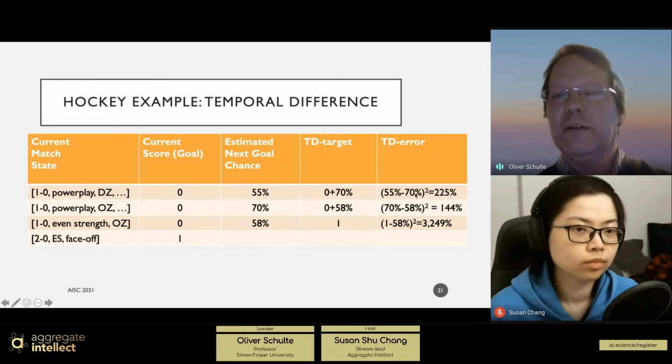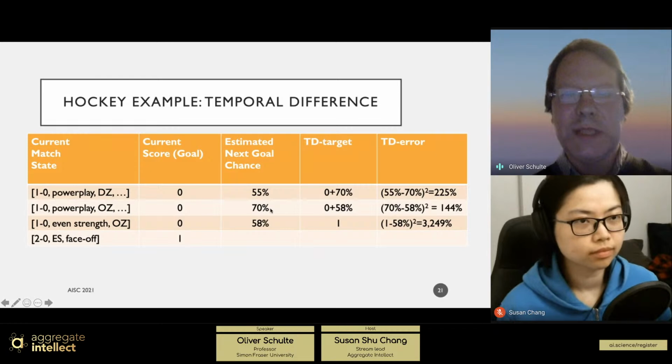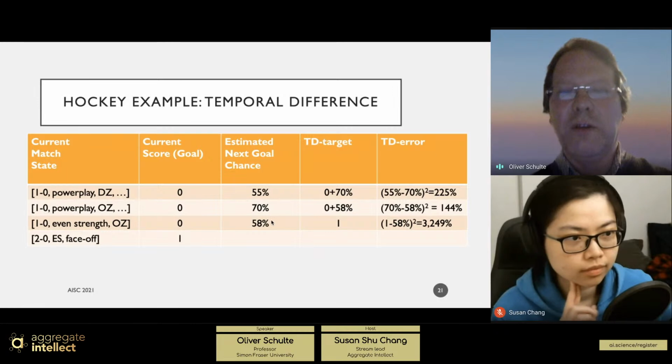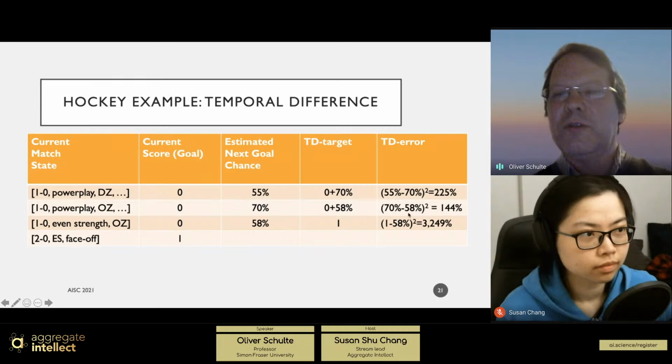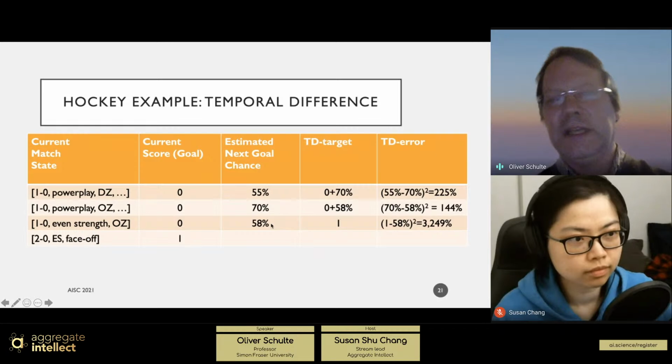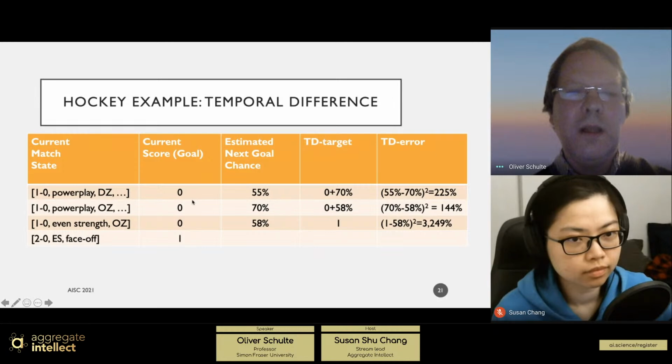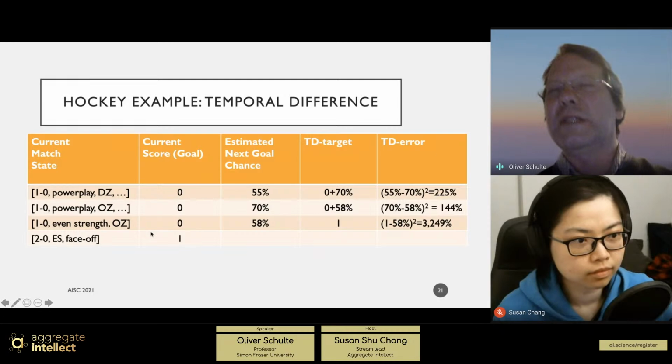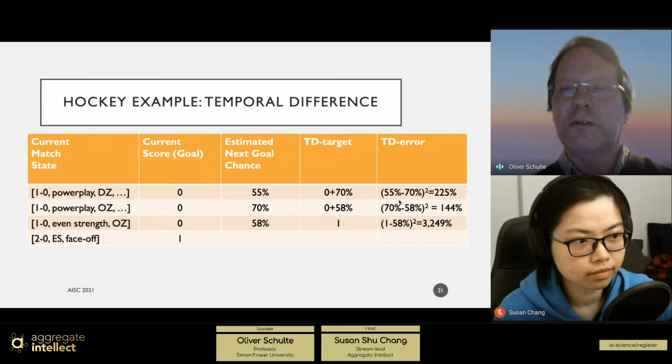Okay? Then you go to the next match state and you say the same thing. Well, my estimate was 70%. My next estimate was 58%. So again, if I'd known what was coming, I would have said 58%, not 70%. So I'm going to treat that as another error signal, the squared difference. Okay, and then finally, I said 58%. The actual outcome was 1. So again, if I'd known what the actual outcome was, I would have said 100%. So I get another error signal. Now for every time instance, I get an error signal, and now I can try to minimize the sum of these error signals. So, for example, if I was training a neural network, I could take the gradient of these error signals and adjust the weights to do gradient descent to minimize this.